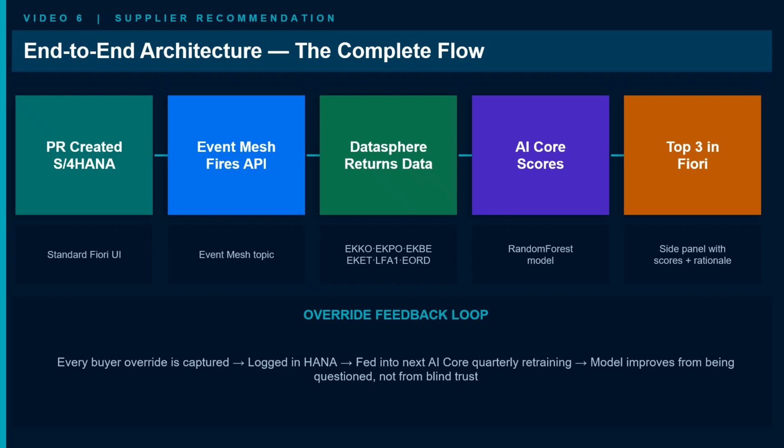The Fiori experience: the side panel opens automatically on the PR screen, no navigation required. Top 3 vendors are shown with individual scores, delivery date rate, price consistency, and confidence percentage. One click selection, and the vendor is auto populated in the PR form. The override button is always available with mandatory reason selection. Override patterns are analyzed weekly. If the override rate exceeds 20% for a category, the model owner is notified for review.